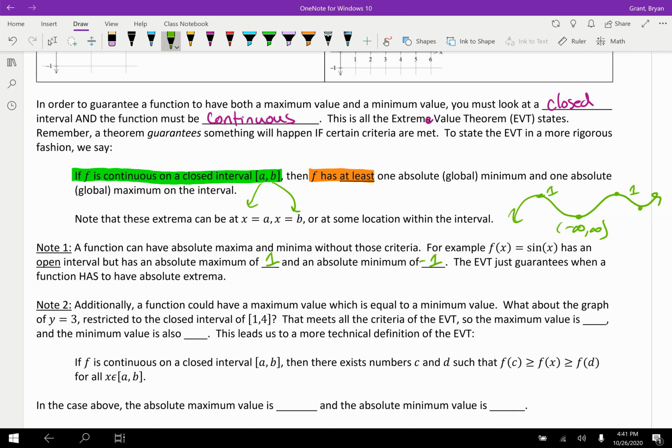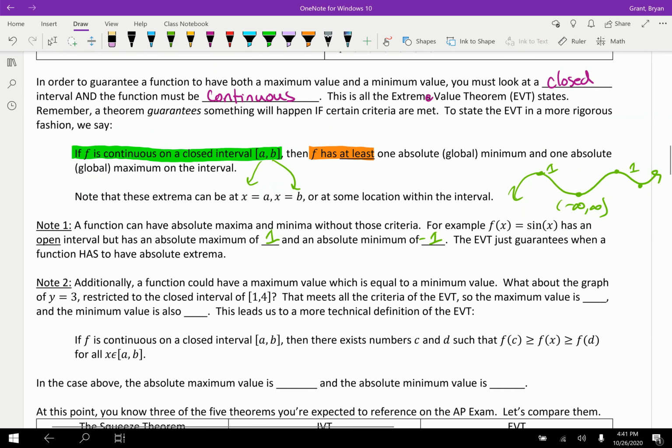So if we say, does sine of x have absolute maxes and mins? The answer is certainly yes. But can we say, does the extreme value theorem guarantee that sine has absolute maxes and mins? No, because if you're not looking on a closed interval, you can't apply the EVT.